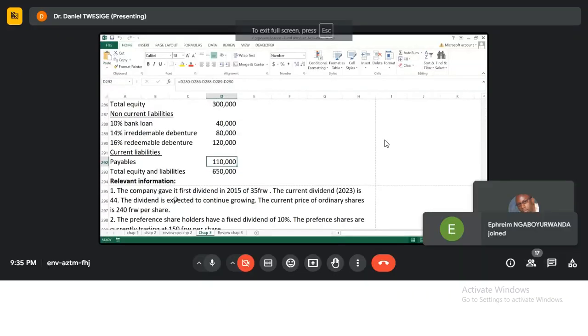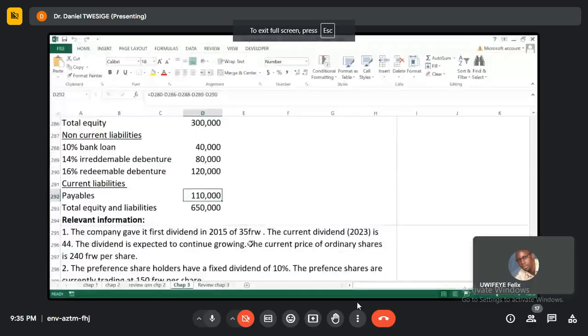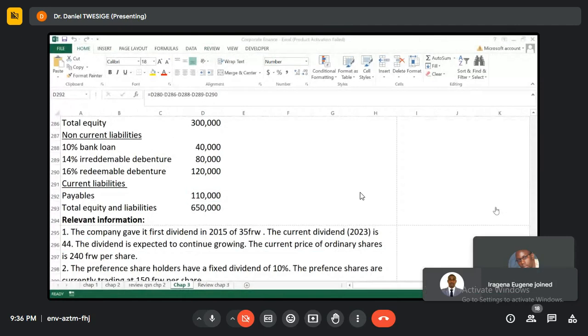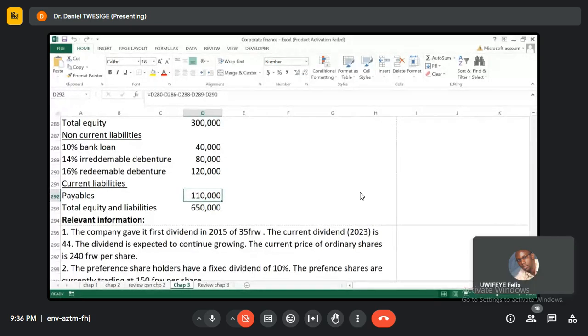So this is our financial position. Then we have this information. When we are dealing with this, as we said, I check the required of this question.